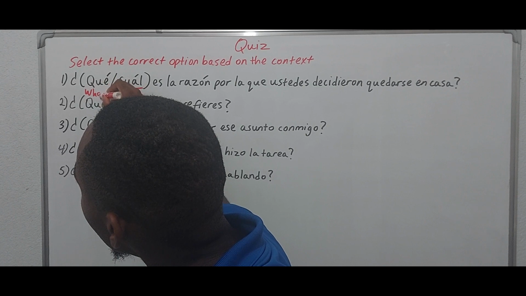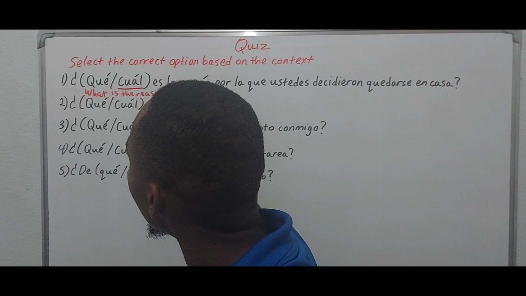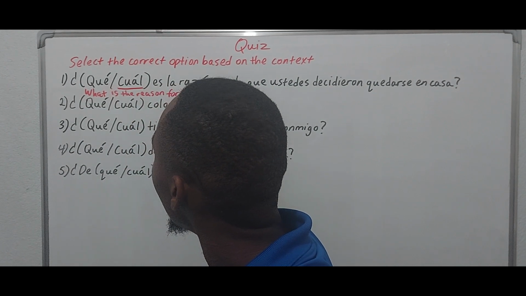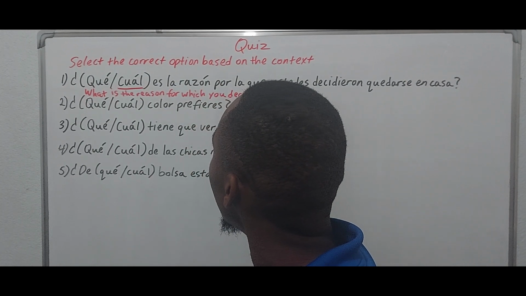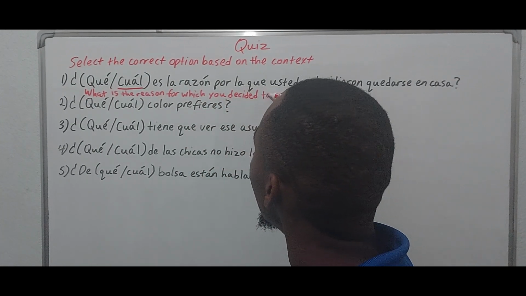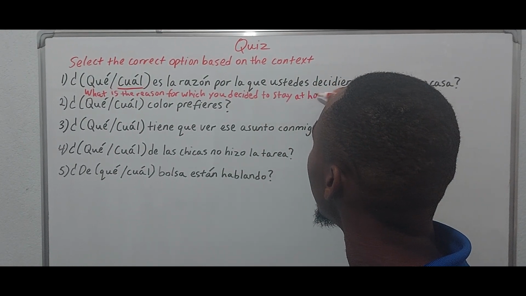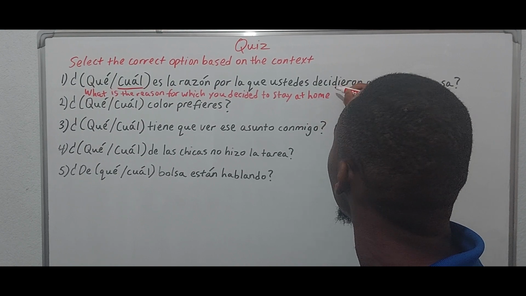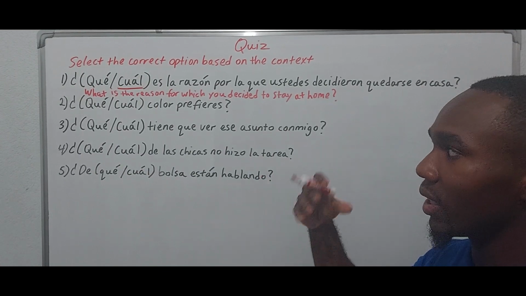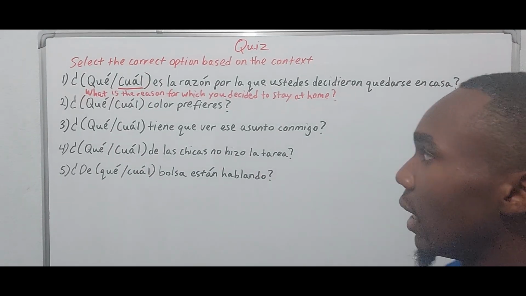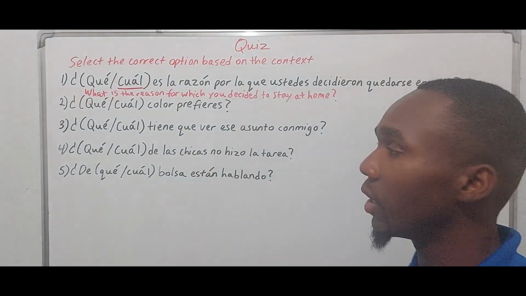What is the reason for which you decided to stay at home? Right. So cuál, because we are trying to gather specific information. And remember, that is what we're doing when we use cuál with ser.